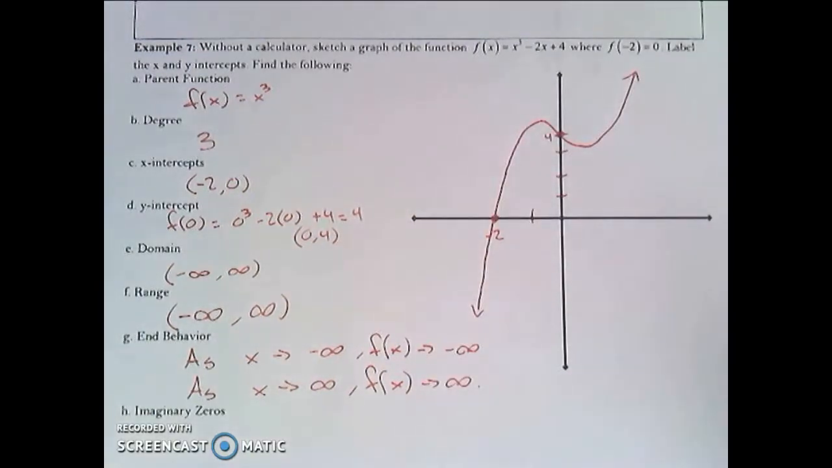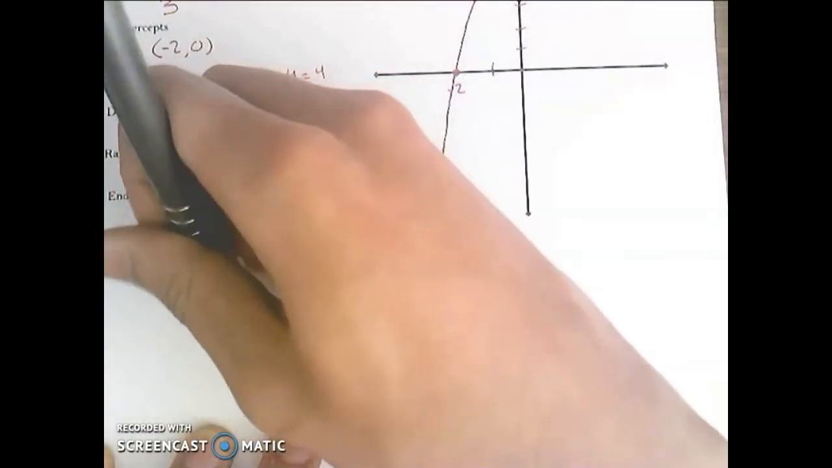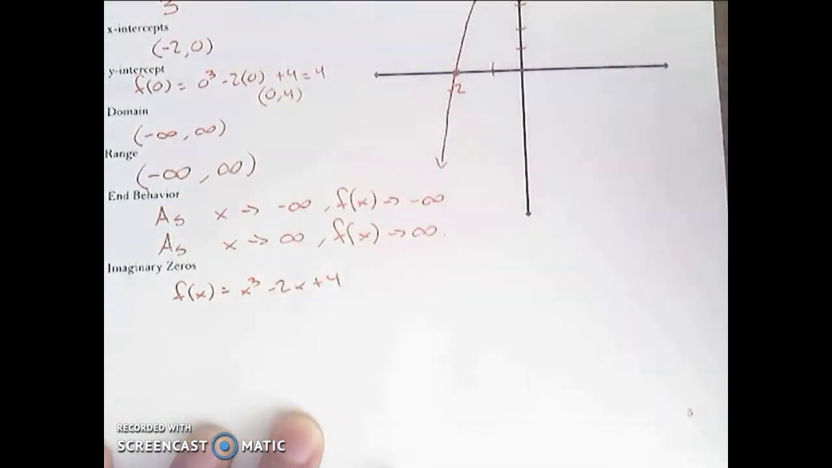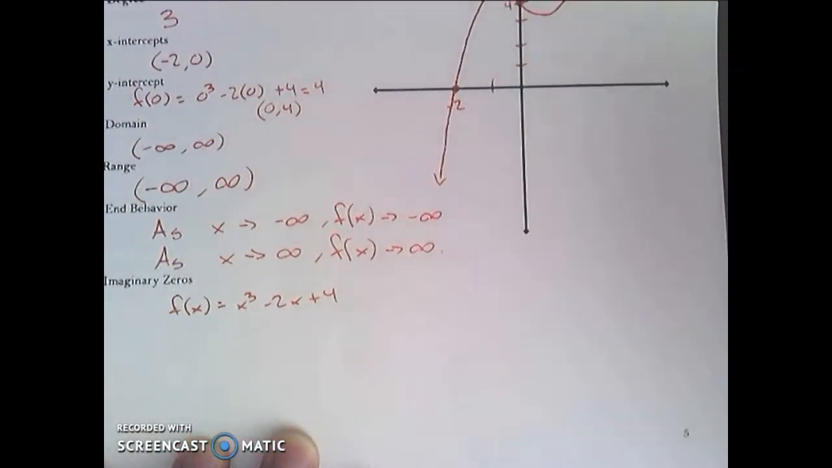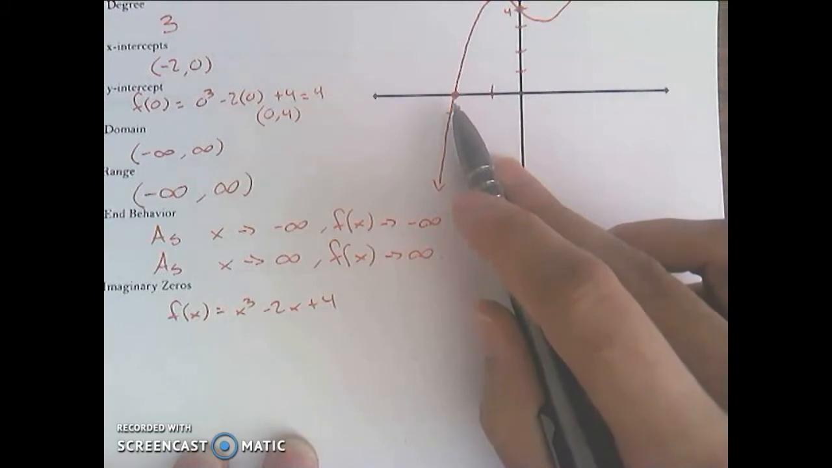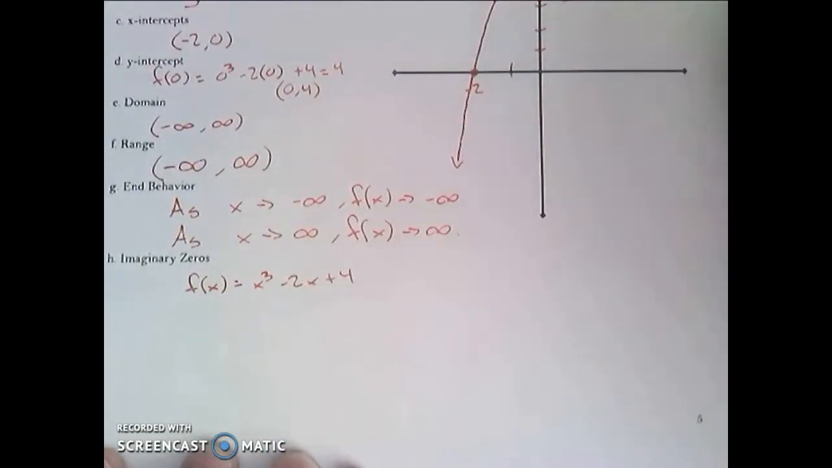So let's find the imaginary zeros. So here we've got our function, which is f of x equals x cubed minus 2x plus 4. I already know that we have imaginary zeros because we only have one real zero. We've got one x-intercept. So that means that the other two zeros of this cubic function are imaginary. So let's go ahead and find them.